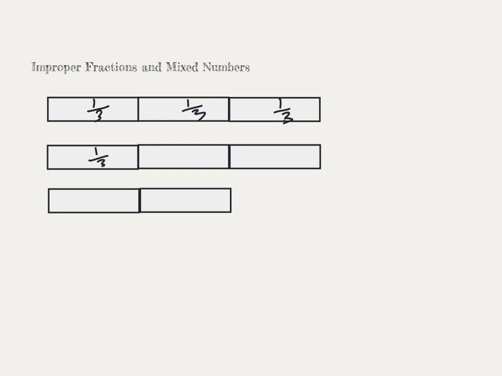1/3, 2/3, 3/3. 1/3, 2/3. So what do I have altogether? Here, I have 3/3. 3/3 is the same as 1 whole. Here I've got another 3/3. 3/3 is the same as a whole. Here I have 2/3. 2/3 is less than a whole.